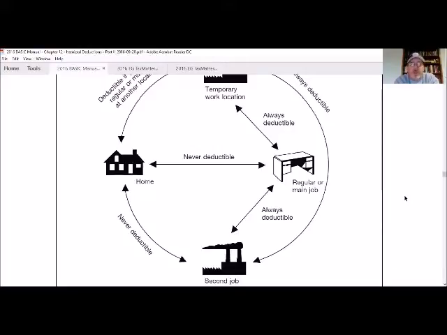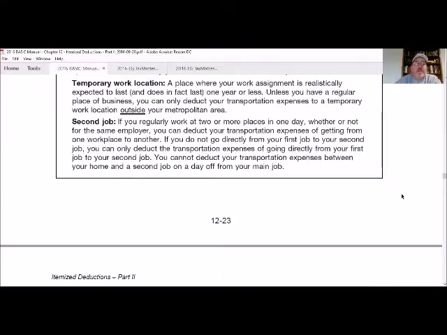Okay? This little chart is a great thing to keep in mind when somebody wants to deduct miles based on their job. You basically have to look at this and say, where did you start? Where did you go? After you got there, where else did you go? And where did you go from there to go home? Okay? So it's a great little chart to have access to.